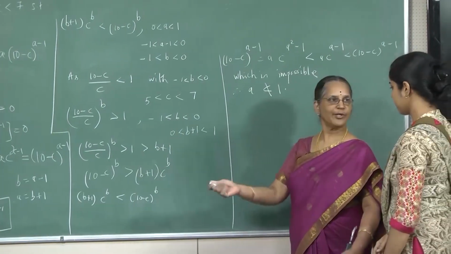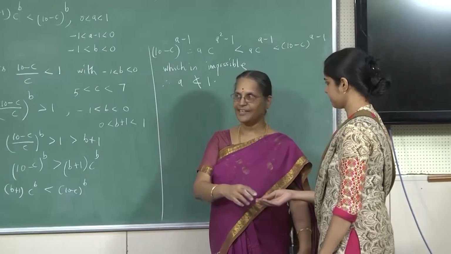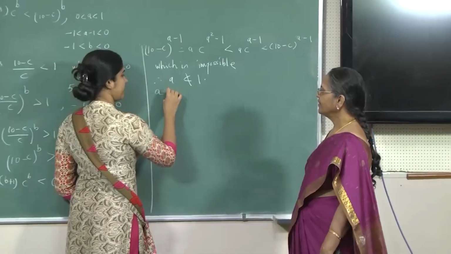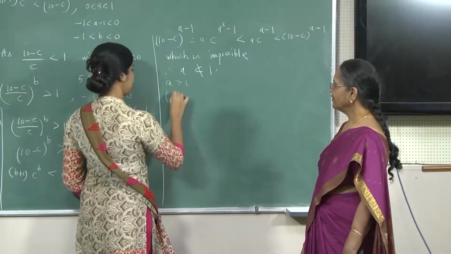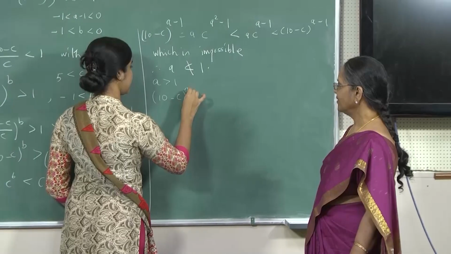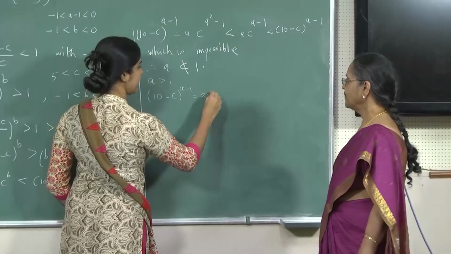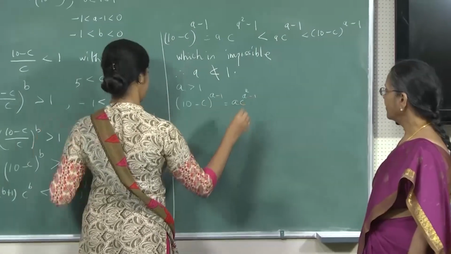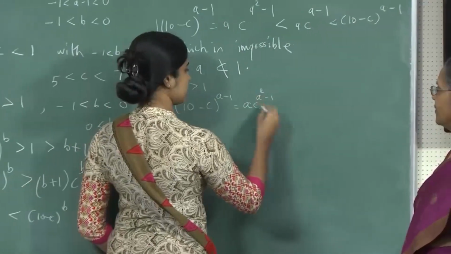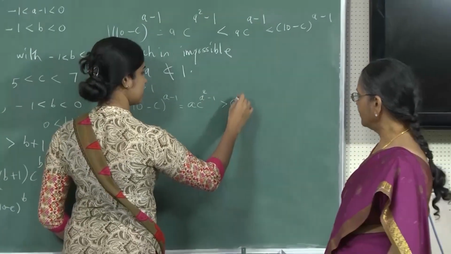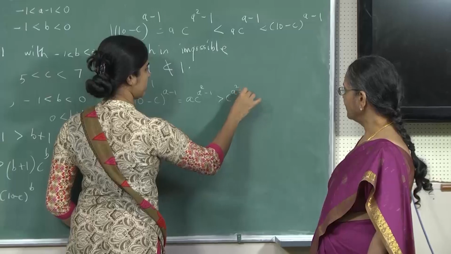So, can any one of you try? I'll try now. Let me check if a can be greater than 1. So, 10 minus c power a minus 1 is nothing but c power a squared minus 1. We have already shown. Since a is strictly greater than 1, this is strictly greater than c power a squared minus 1.